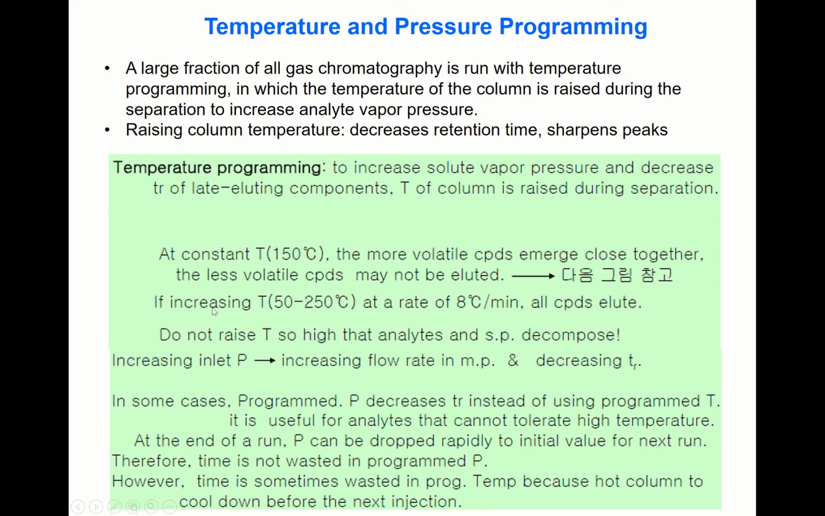If you increase temperature from 50 to 250 degrees C at a rate of 8 degrees C per minute, this is just an example, all compounds elute. Why do you start at the low temperature? Because to have a better separation of the more volatile compounds, and you increase up to 250 degrees C to elute the less volatile compounds.